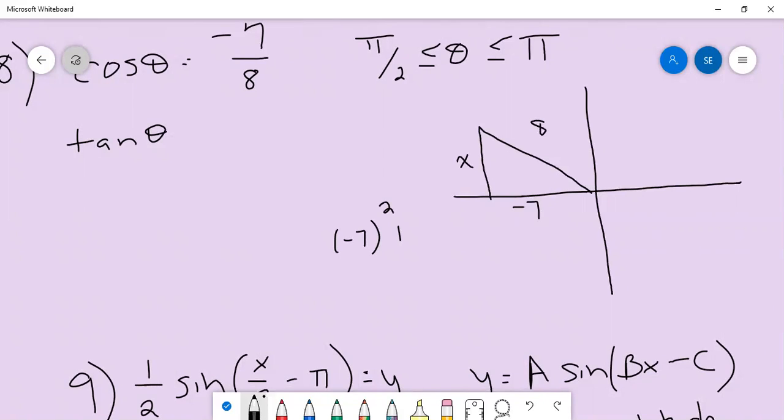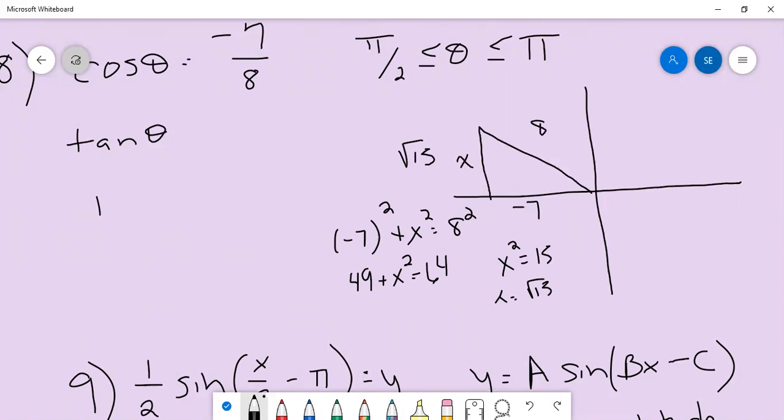We know -7 squared plus x squared is equal to 8 squared, or this is 49 plus x squared is equal to 64. We subtract 49 from both sides, we get x squared is equal to 15, or x is equal to the square root of 15. So we can label this up here, square root of 15. And now tan is our opposite over our adjacent. So our opposite is square root of 15, and our adjacent is -7.